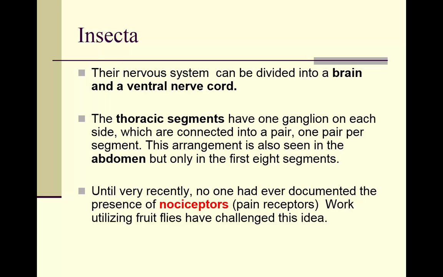Their nervous system can be divided into a brain and a ventral nerve cord. The thoracic segments have 1 ganglion on each side, and they are connected into a pair, so you've got 1 pair per segment. And you also see these in the first 8 segments of the abdomen. They've also found evidence of some nociceptors in working with fruit flies, and nociceptors are pain receptors. So all of those are present in insects.